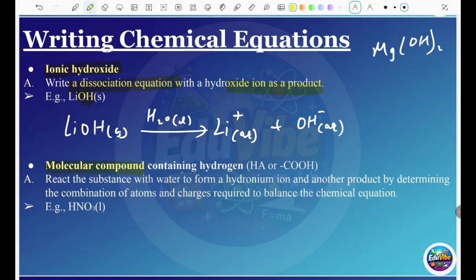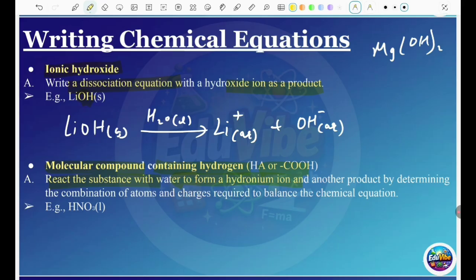Then if we have a molecular compound containing hydrogen, with the hydrogen at the start or at the end, basically if we have acids, a strong acid or a weak acid from the table in your data sheet, you have to figure out how to write this. All of these things are called molecular compounds, which start with H or end with H, containing hydrogen basically. So what you do is react the substance with water to form a hydronium ion.